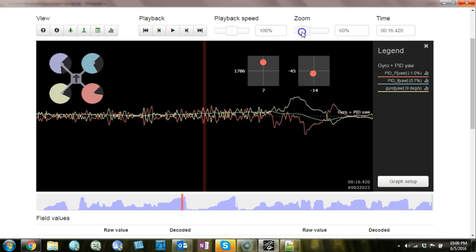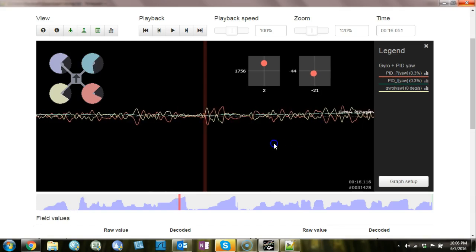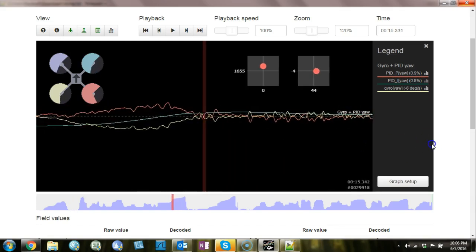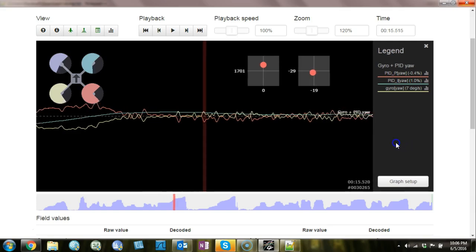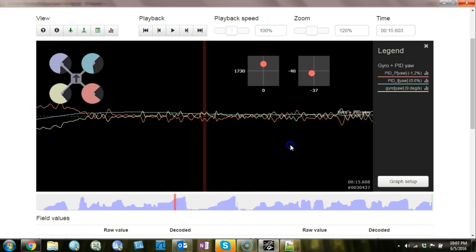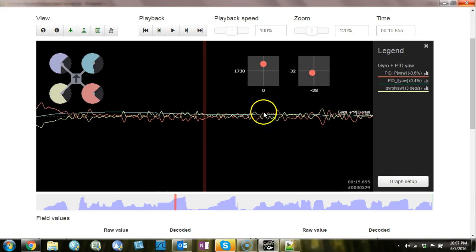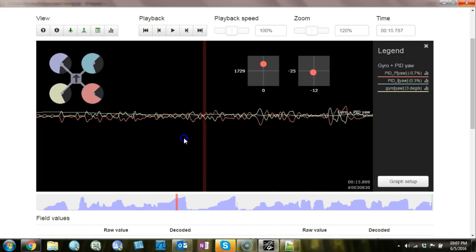Now let's zoom in. Let's see what we can see. We can see that the gyro and the P-term are opposing each other almost completely. Again, this is similar to Mr. Sato's, which I just looked at. They're almost a complete negative mirror image of each other. This to me feels like low P-gain.